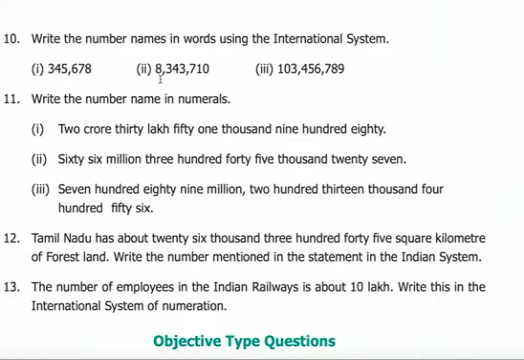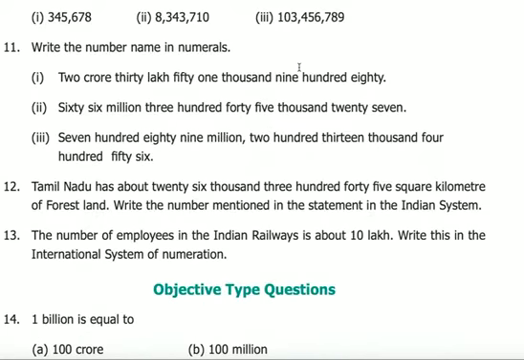345,678. 8,343,000. 710. This one, hmm, 103,456,789. Write the number names in numerals.